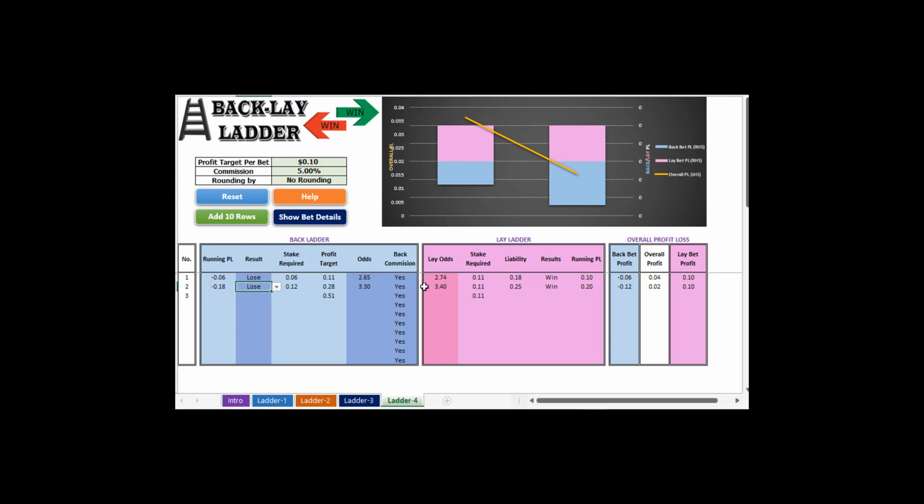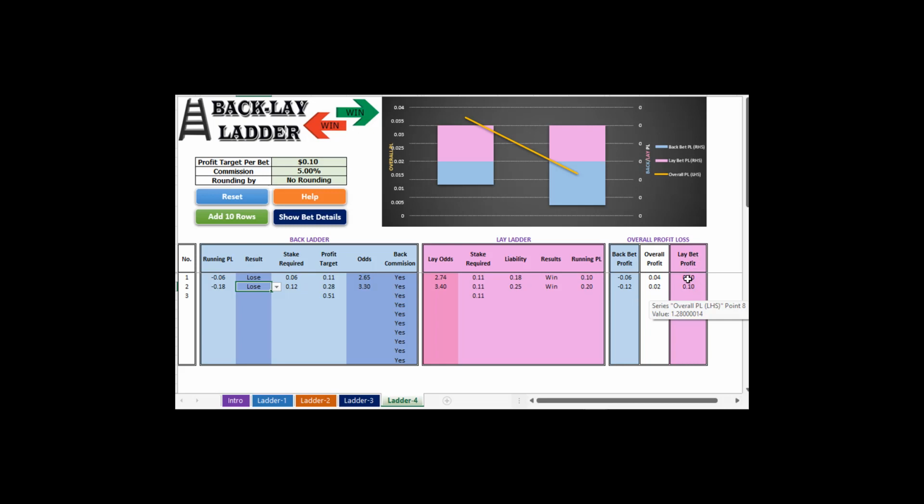And now you can see the graph starting to form. The pink is obviously our lay bets, and the blue is our back bets. So if we look at the line here, we can see the back bets are losing money, obviously, and our profit overall has gone down to 2p. Our back profit is minus 12 for that race, and the lay profit is 10.